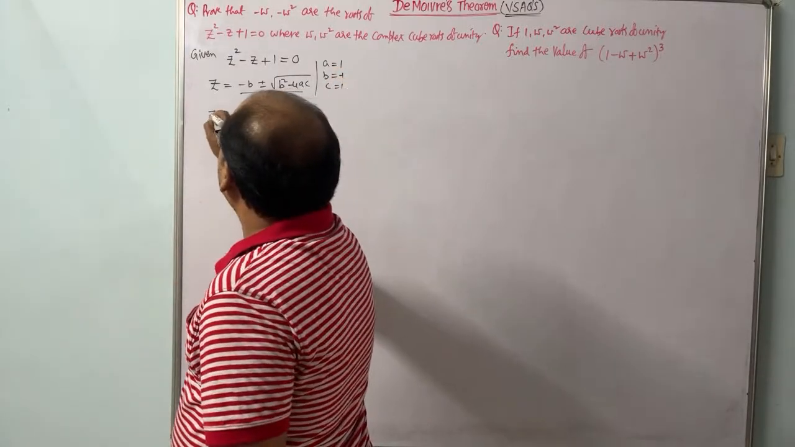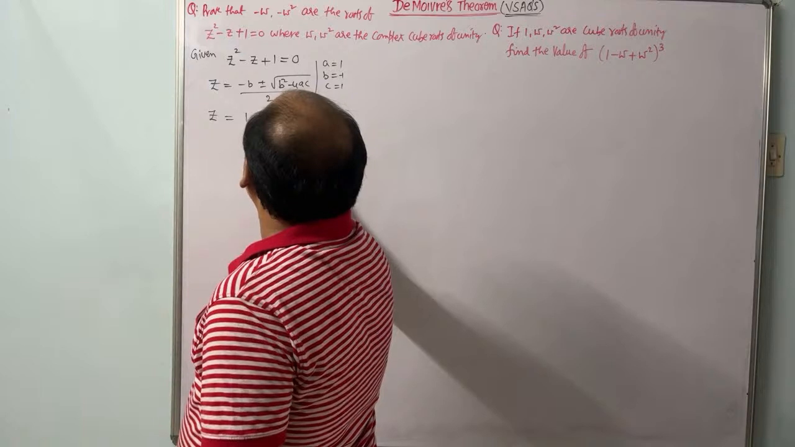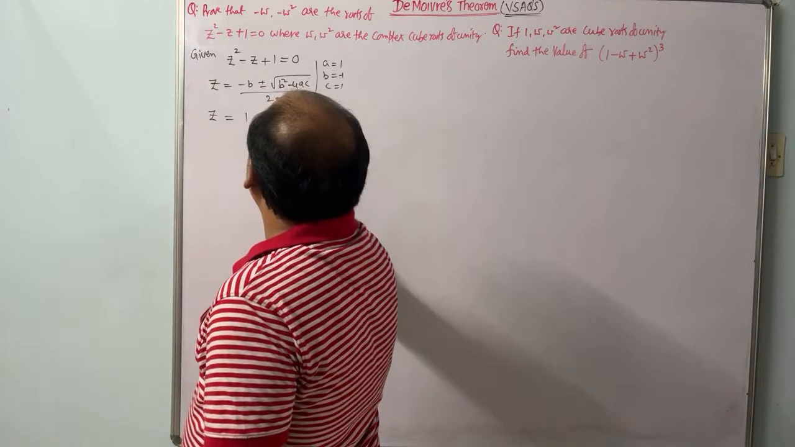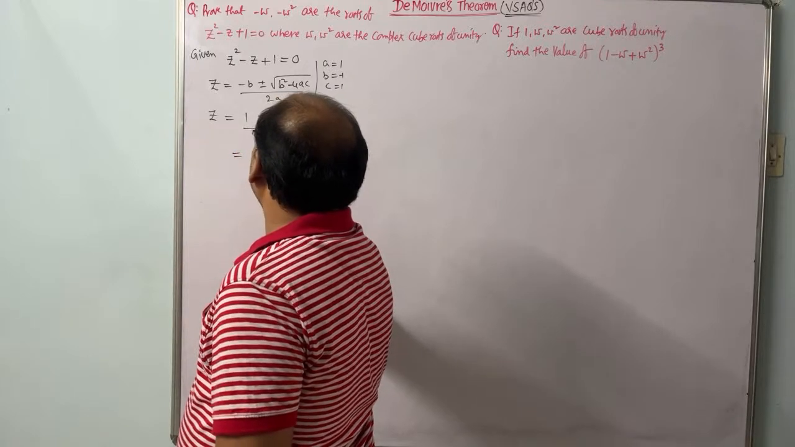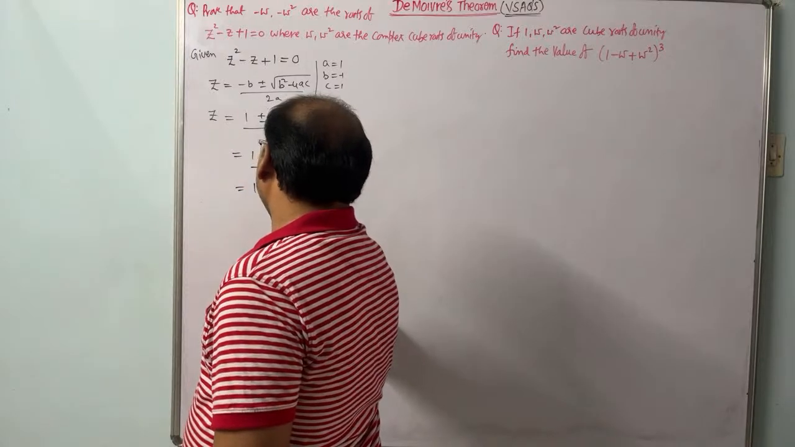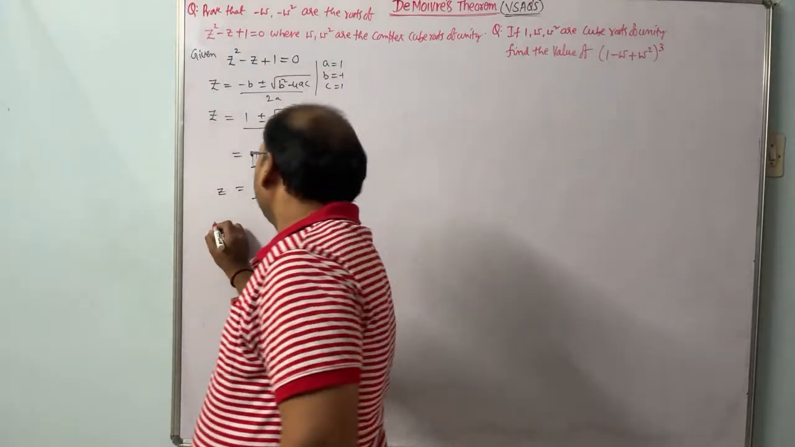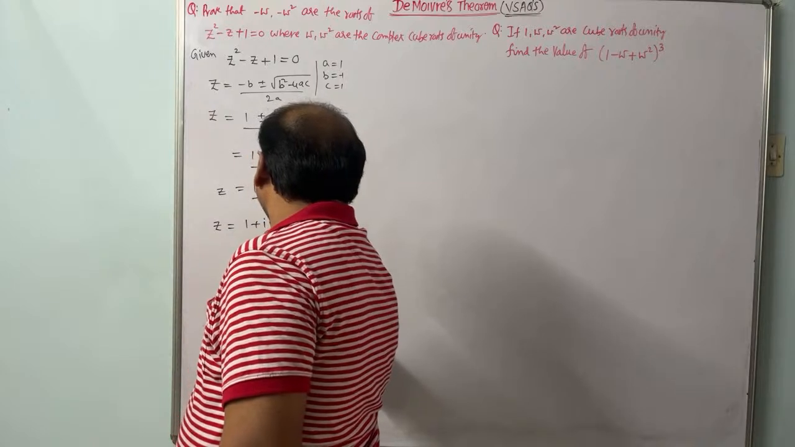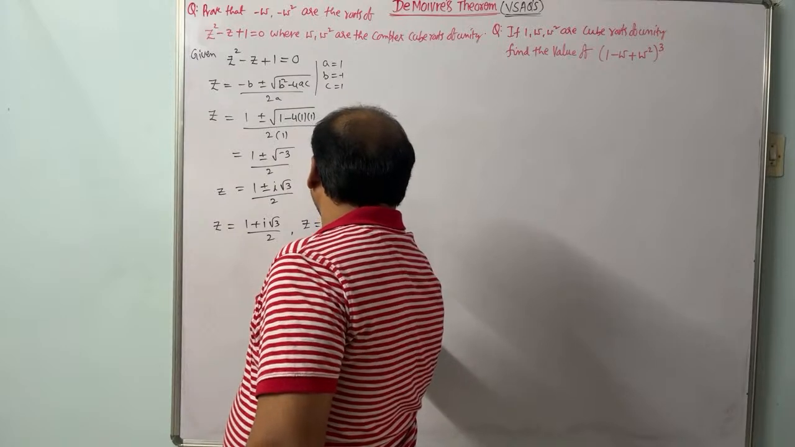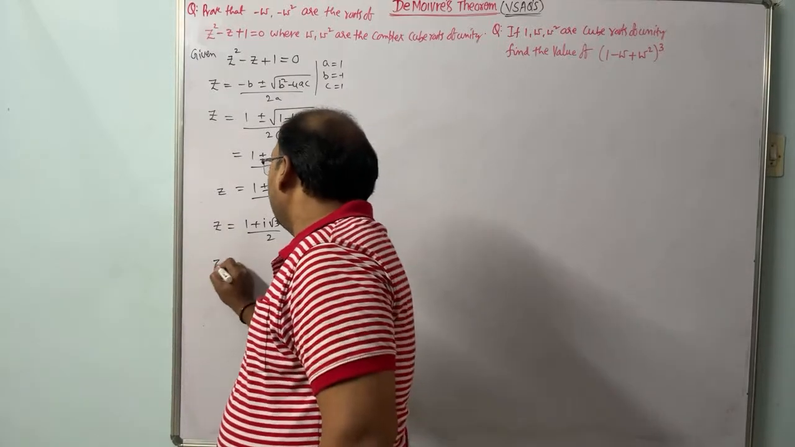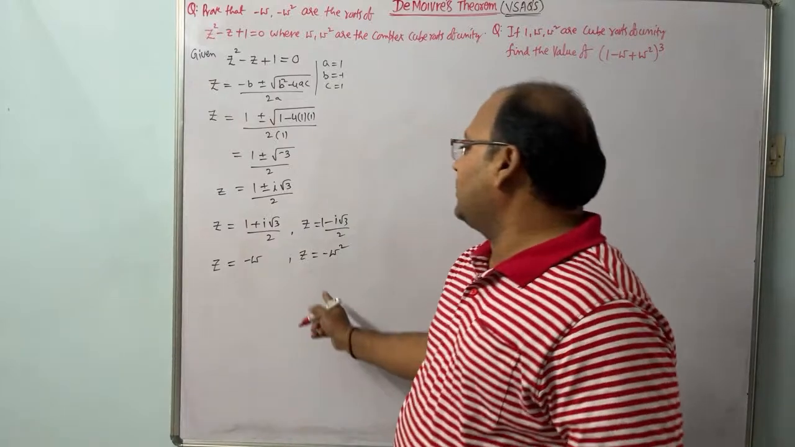Substitute in this. z is equal to minus b, means minus of minus 1, plus or minus root over b square, 1, minus 4 into 1 into 1, by 2 into 1. So 1 plus or minus root of minus 3 by 2, that is 1 plus or minus i root 3 divided by 2. These are the z values. One z value is (1 plus i root 3)/2 and another z value is (1 minus i root 3)/2. So one z value is minus omega and another z value is minus omega square. These are the values.